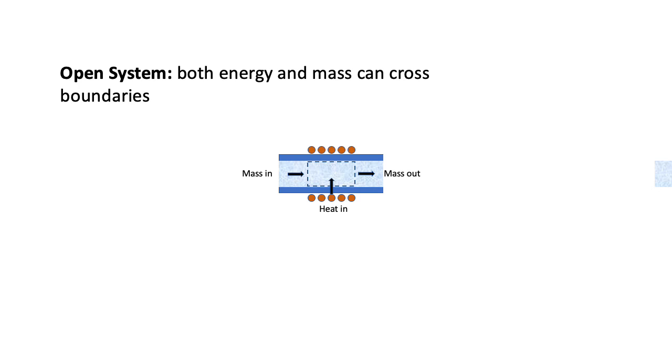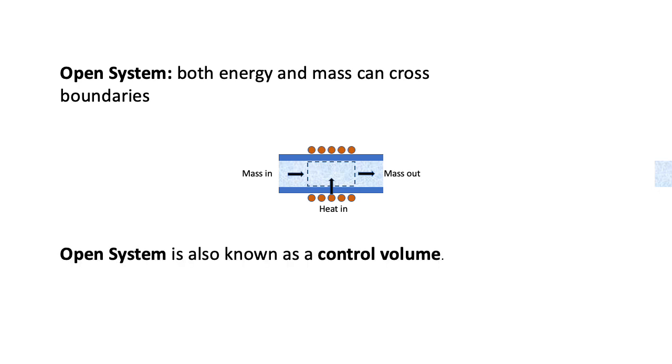Now, in this system, there's mass which is both going in and coming out of the system. We also have heat being added to the system. So this is an open system, and this is also known as a controlled volume, and we'll be using both of those terms also interchangeably.